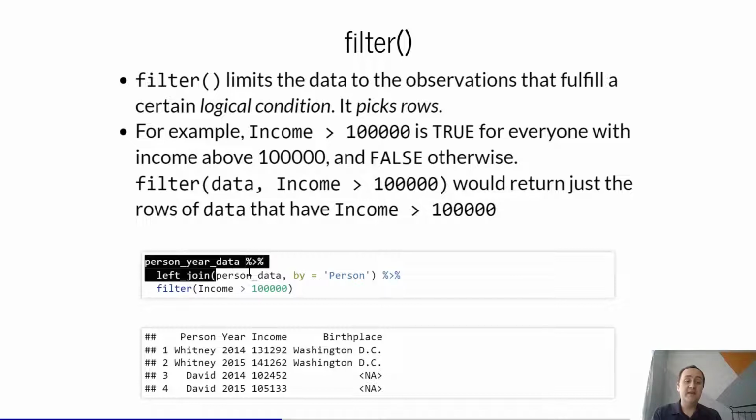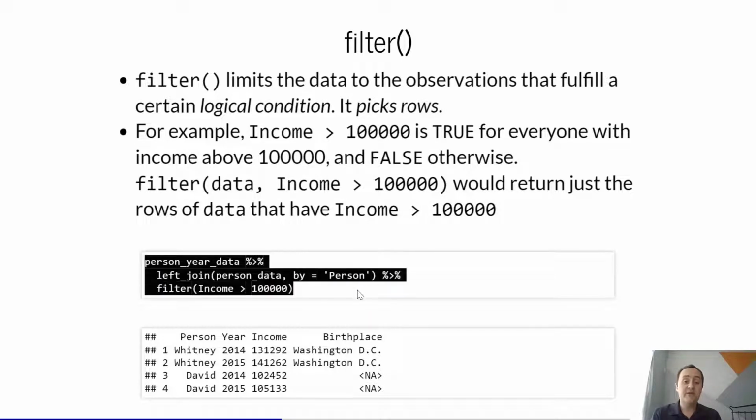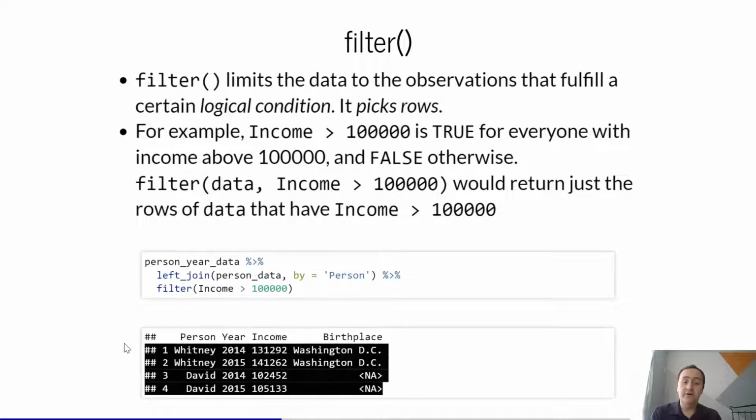So here's that joining that I did before, person year data to person data, and then I will pipe that to the filter, and I will ask for just the rows for which income is above 100,000. If you're familiar with pandas, this is sort of like query. And it will give us back just the rows with income above 100,000.